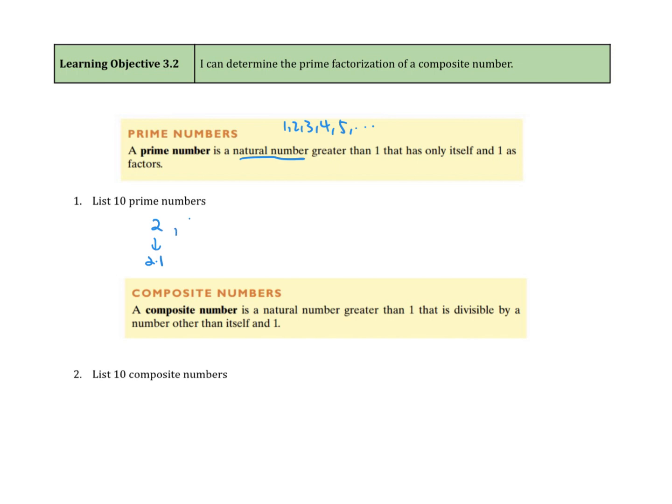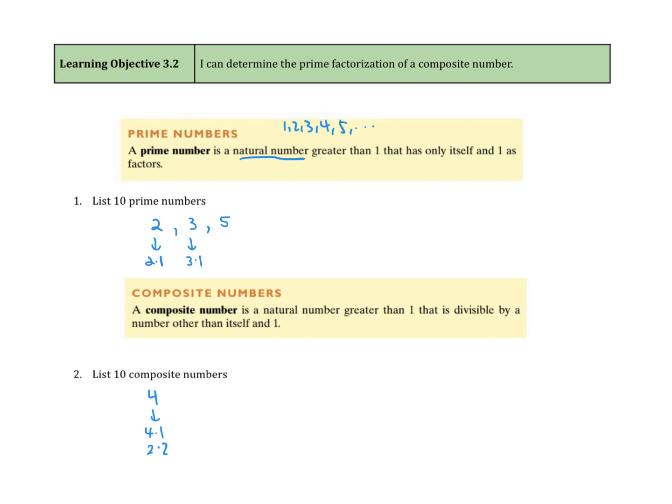Another prime number would be 3. Its only factors are 3 times 1. My next prime number is not 4 because 4 does have other factors besides 4 times 1. It also has 2 times 2. So I'm going to put 4 in my composite list, because it's got 4 times 1, but also 2 times 2. So having other factors or being divisible by other numbers besides itself and 1 makes it composite. My next prime number would be 5, because its factors are only 5 and 1. And why don't you pause the video and see if you can come up with 7 more.